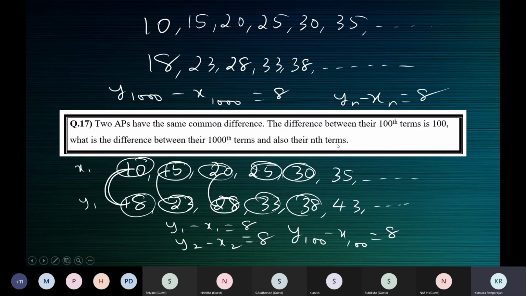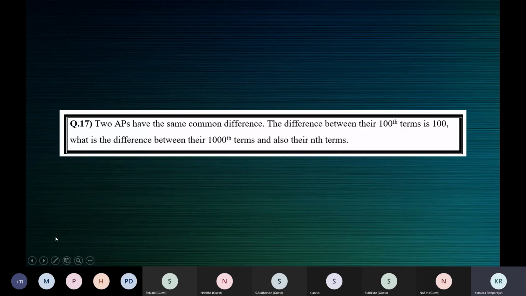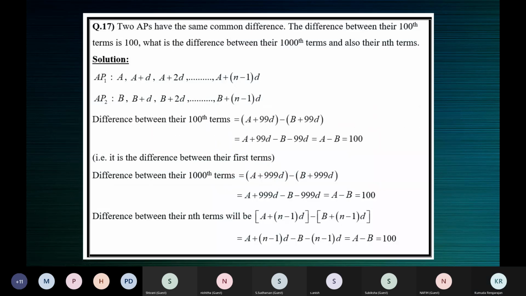So we've seen it in an example, the same thing. I've just marked the APs as AP1 and AP2.